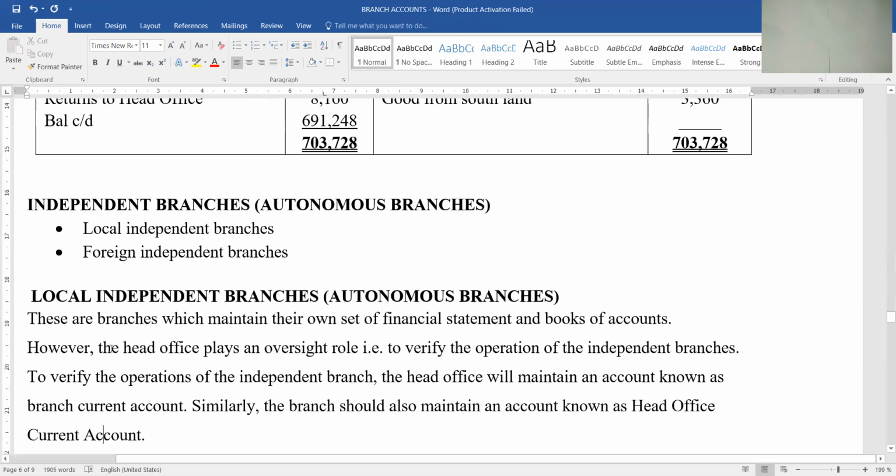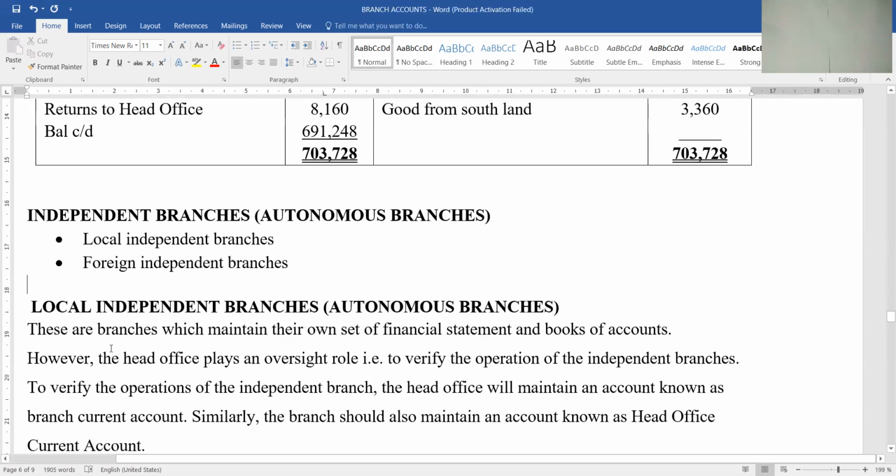We have local independent and we have foreign. So this is where I said that when we have local independent, you will find that the head office and the branch, they are independent. But now, to be specific, the local independent is whereby the head office and the branch are in the same country. Then for foreign, you will find that the head office is in a different country, then the branch is in a different country.